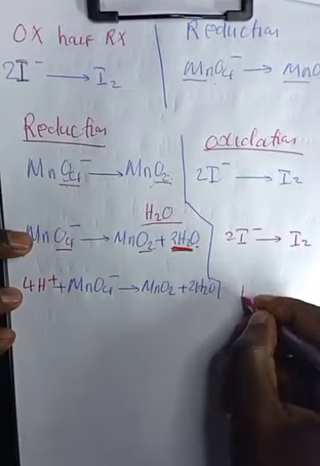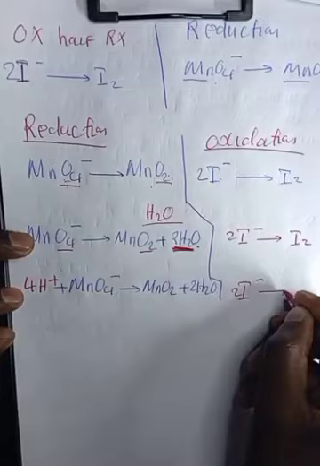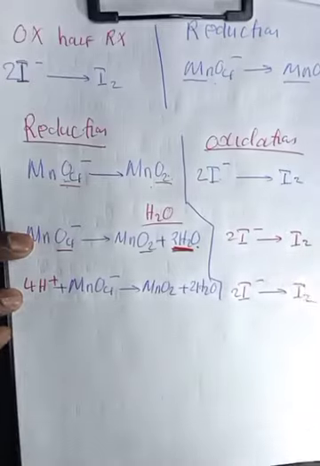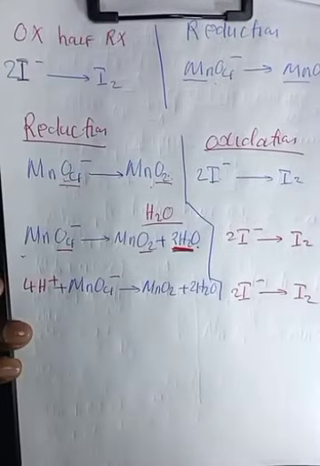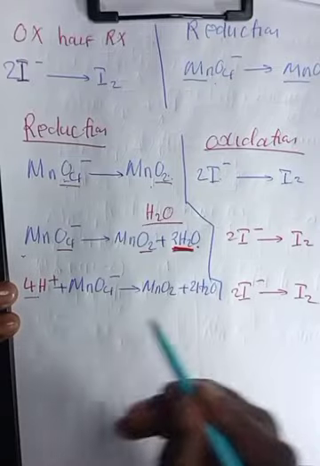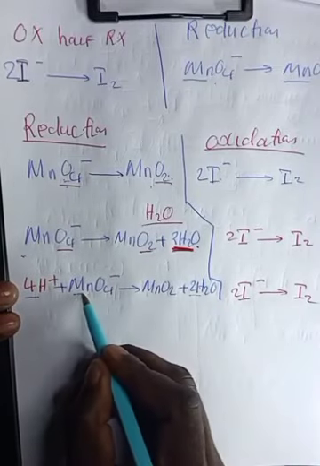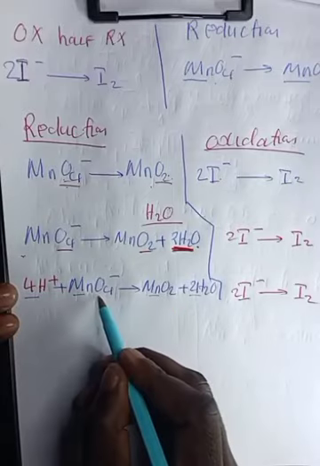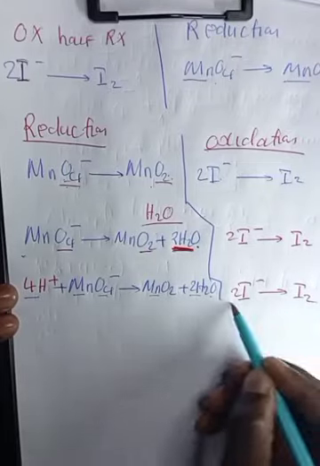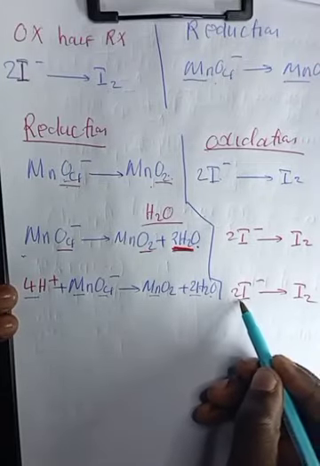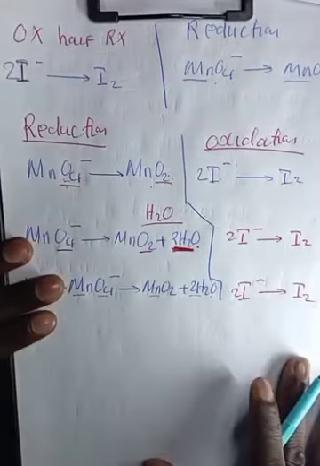Then this will remain the same. Nothing will change for this one. Yeah, so this is what we have now. So if you check it out, we have 4 hydrogen here, 4 hydrogen here, 1 manganese, 1 manganese, 4 oxygen, 4 oxygen. In this case, we don't have any problem. 2 iodine and 2 iodine. That's okay.